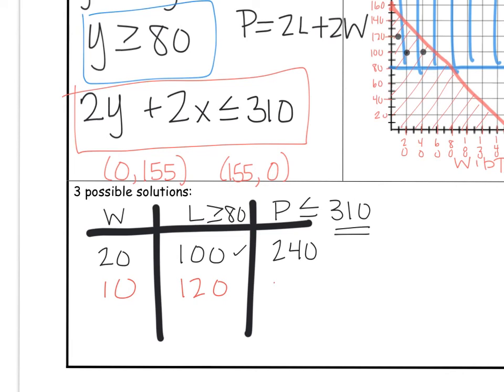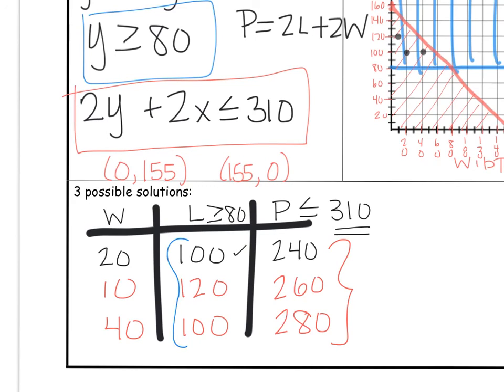The other point that I picked was 10 for my width and 120 for my length. If I do that, I get a perimeter of 260. And then the third point that I picked was 40 and 100. So if I do that, I get a perimeter of 280. And as long as all of these perimeters are less than 310 and all of these lengths are greater than or equal to 80, they will work in my system of linear inequalities.